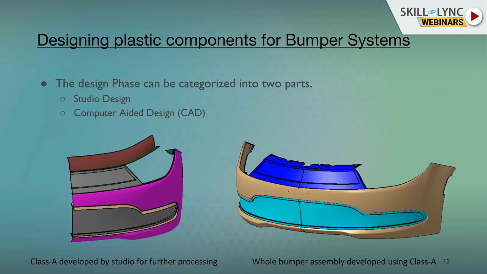Moving on to design, the initial base design starts with studio designing, and it is divided into two categories. The base design is made in the studio, and when it is done, it is moved on to the engineering team where the computer aided design takes place. On the left side is the class A surfaces provided by the studio, and on the right side is the bumper system assembly developed using the class A.